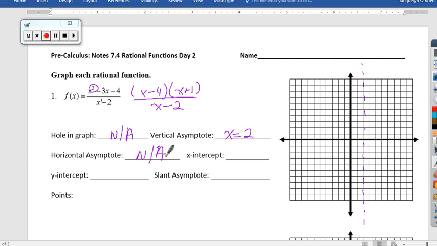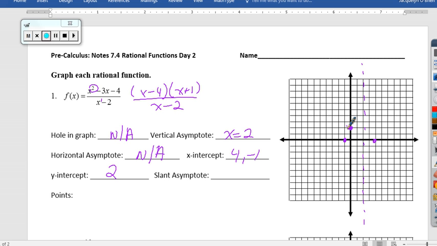X-intercepts come from setting each factor in the numerator to 0, so we'll have one at 4 and at negative 1. So there are our x-intercepts. Y-intercepts occur when we plug in 0 for all the x's, so we're going to get a y-intercept of 2.